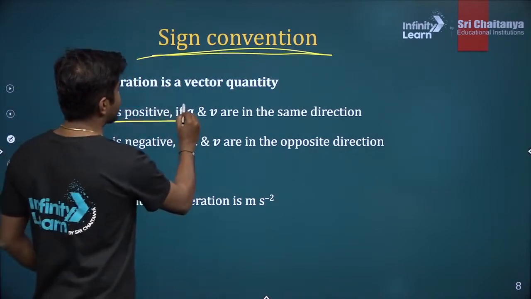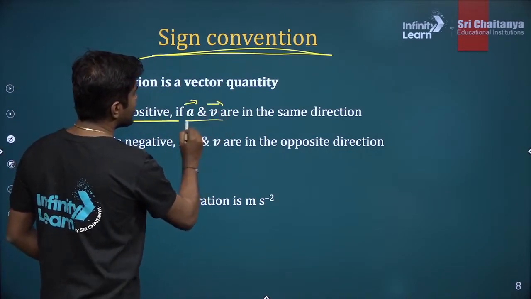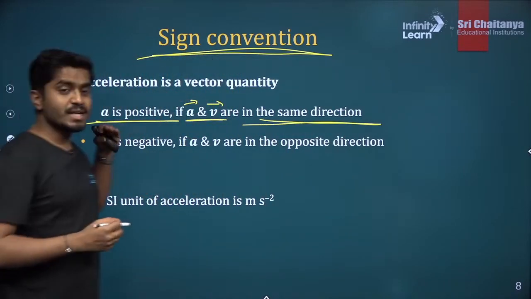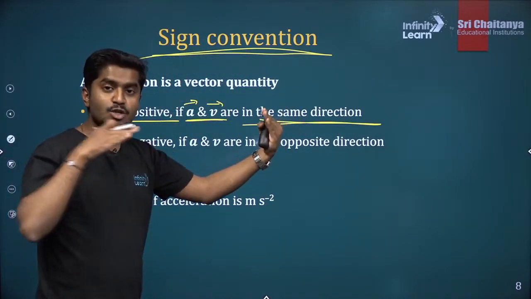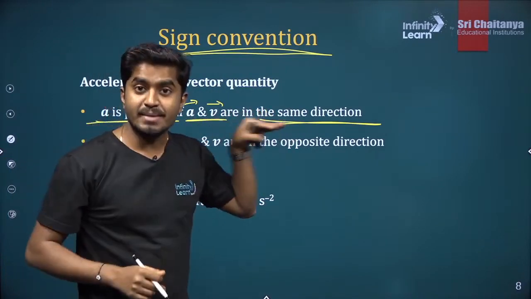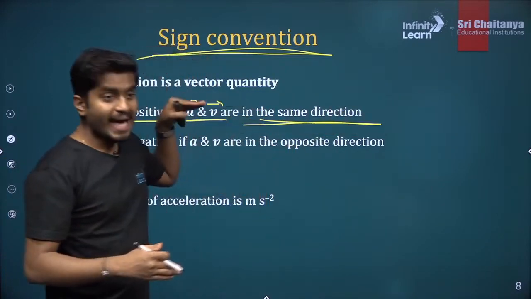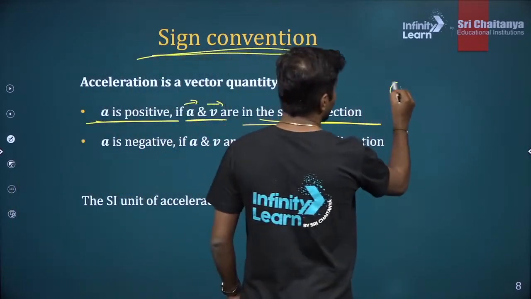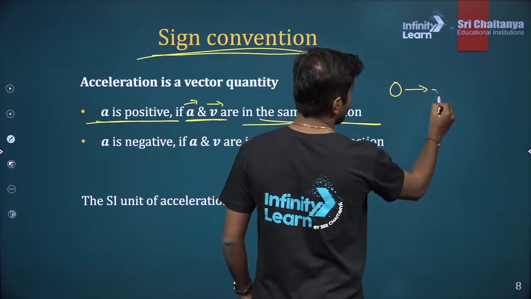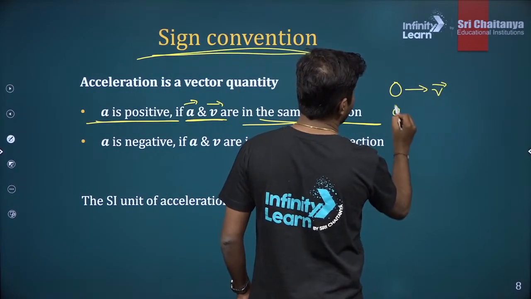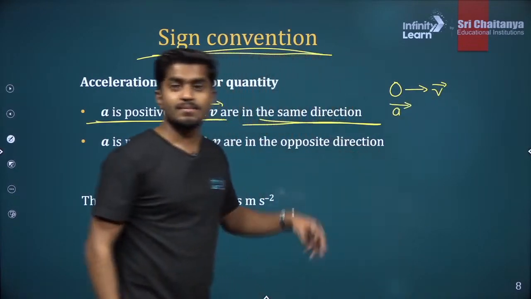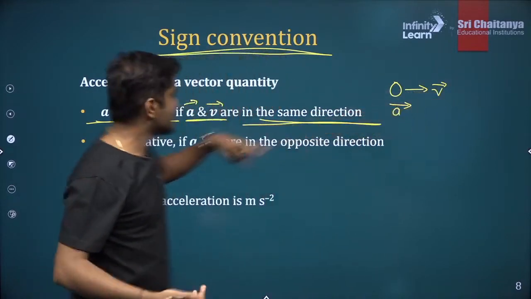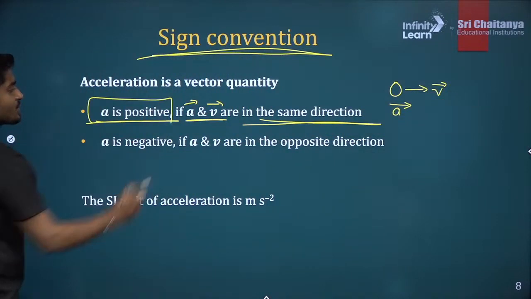If the acceleration and velocity vectors are in the same direction. Let's suppose the object is moving and you apply the force in the same direction, what will happen? Your acceleration and velocity are in the same direction. If there is an object moving in this direction, and you apply the acceleration in the same direction, then the object will gain speed. So this acceleration is positive.